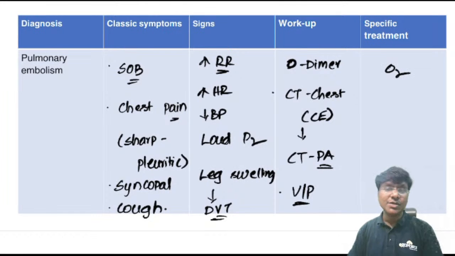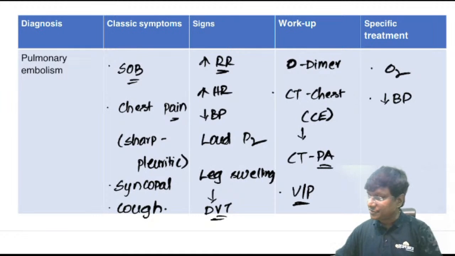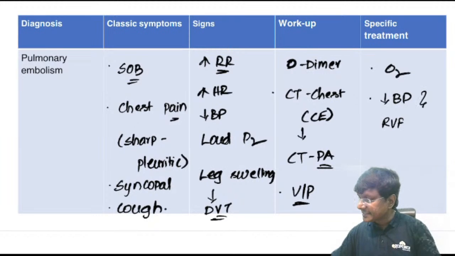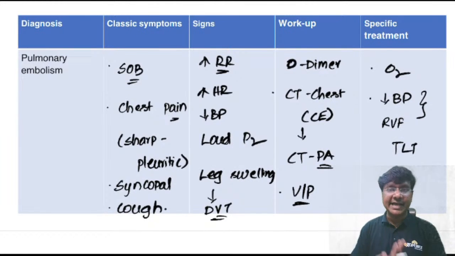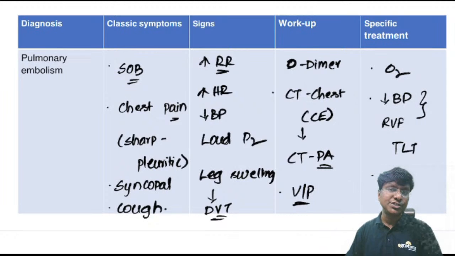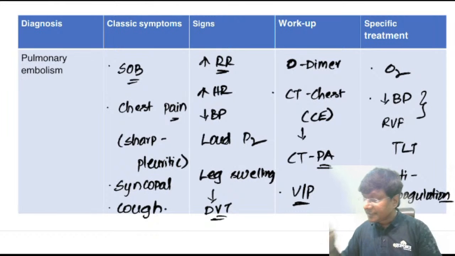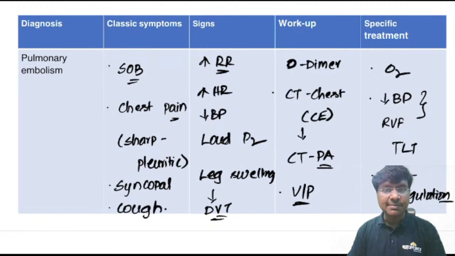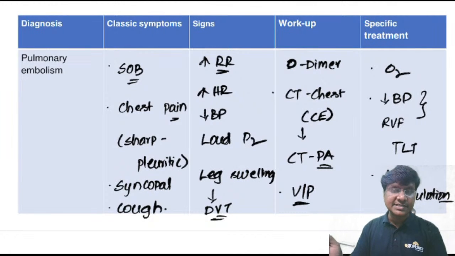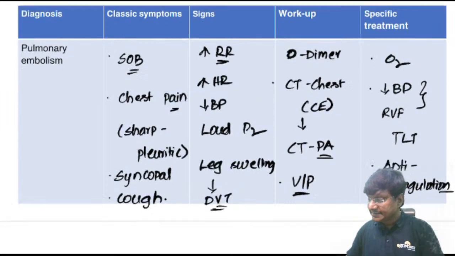Then what will be the specific treatment? Oxygen therapy is first. If the individual has significant hypotension and there is also right ventricular failure, in this case you need to do thrombolysis with tissue plasminogen activator, alteplase, reteplase or tenecteplase. But if the individual is not having hypotension or right ventricular failure, but pulmonary embolism is there, then in such case anticoagulation has to be done. So this is about pulmonary embolism. I have discussed pulmonary embolism in detail in the session on cardiac emergencies as well, so you can go back to that session.